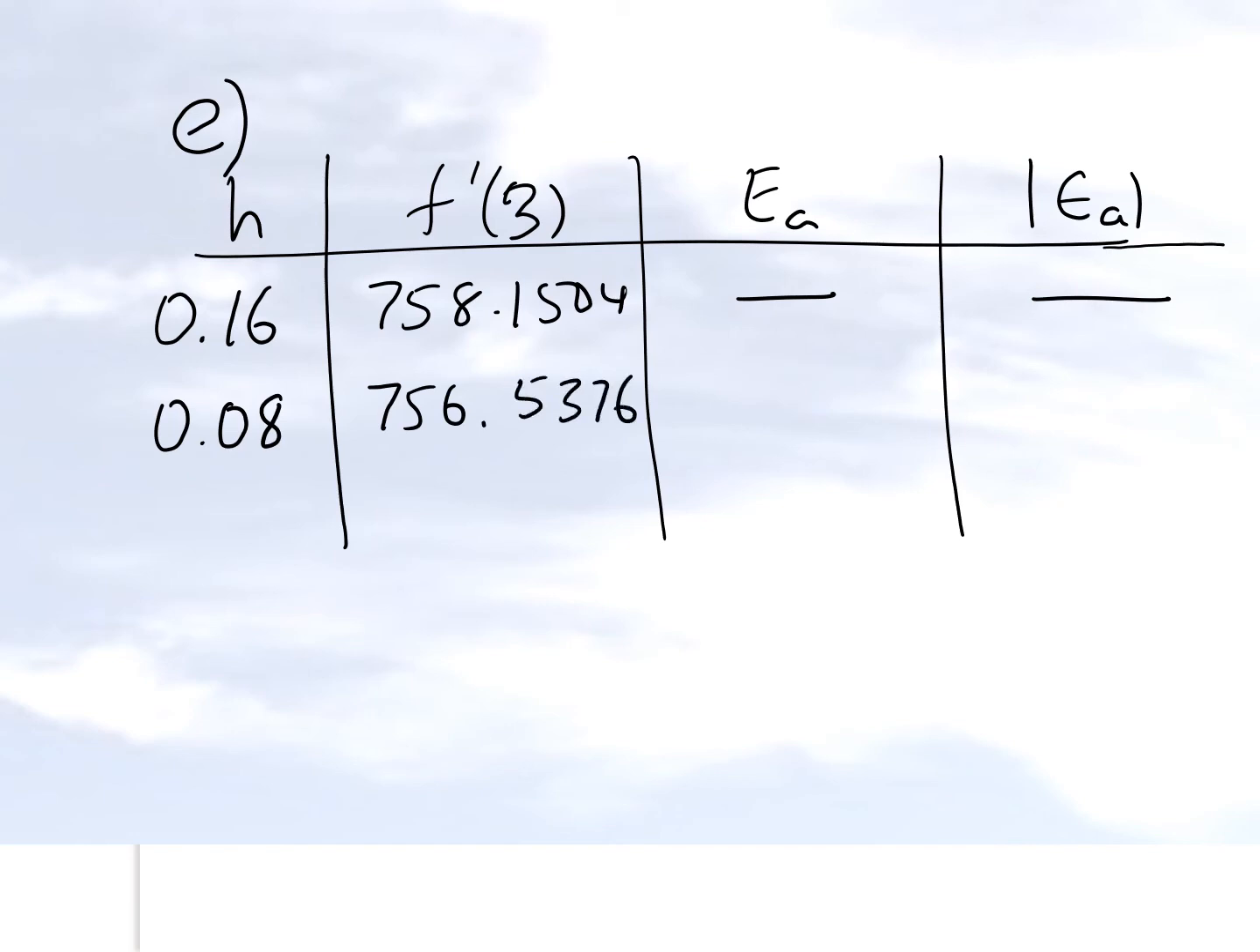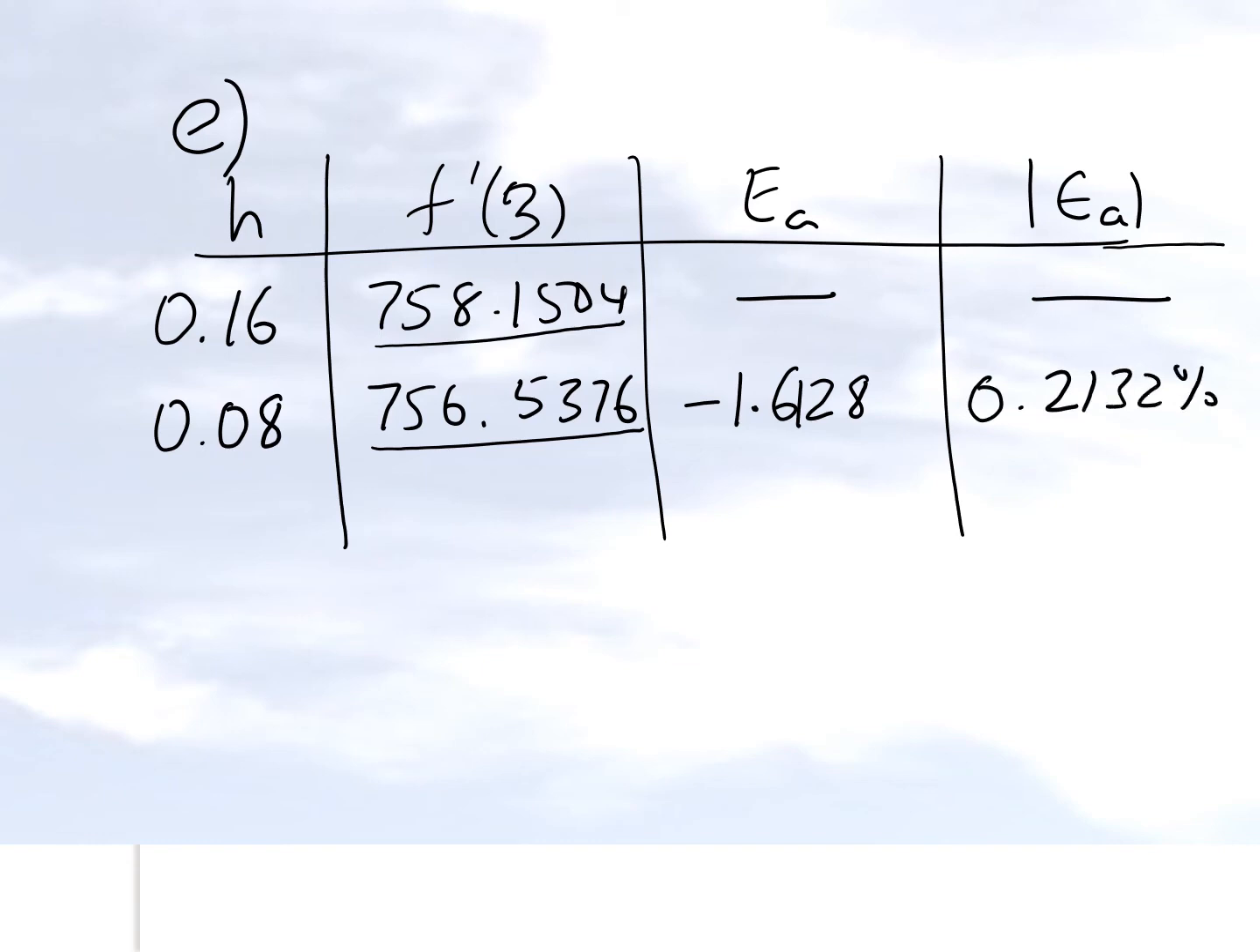This you can do just like we did in part A. The approximate error will be the current approximation minus the previous approximation. And that turns out to be this number here. And what is the absolute relative approximate error? It turns out to be 0.2132%, which is the approximate error divided by the current approximation, absolute value of that multiplied by 100. That's how we get this number right here.